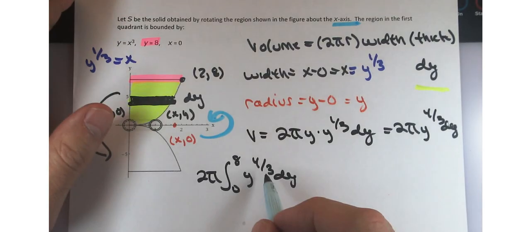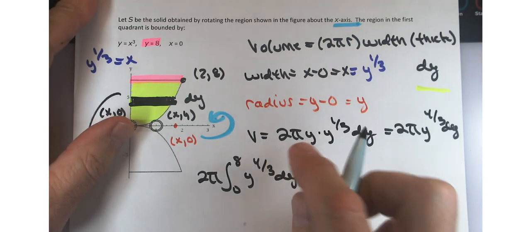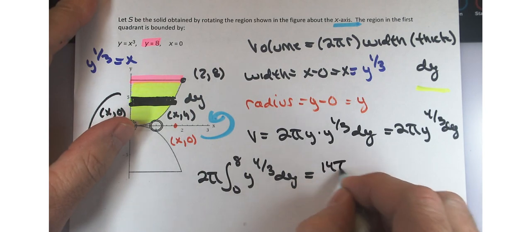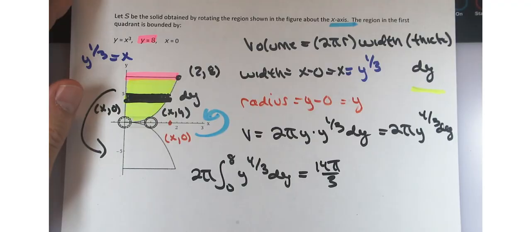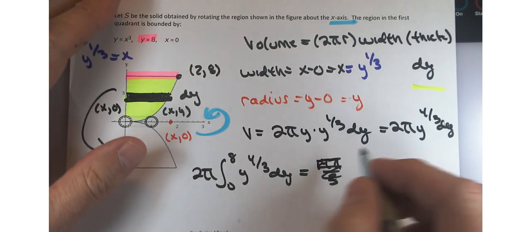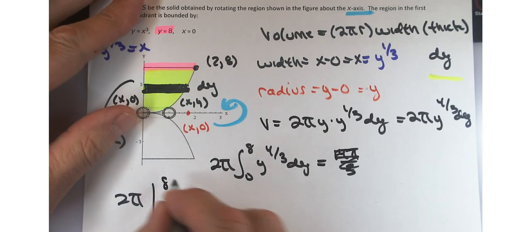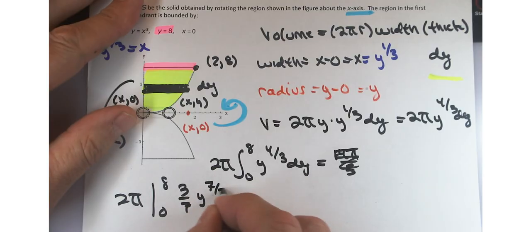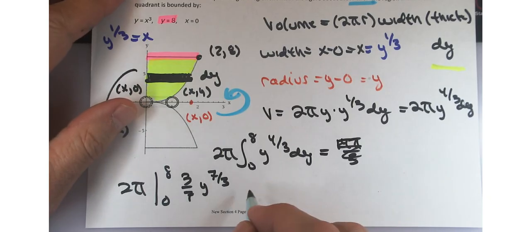Let's just jump to the happy ending there. That's going to be 3/7 y to the 7/3. 3/7 times this is going to be 14 pi over 3. Is that right? Did I get that wrong? No, that's not quite right. Trying to do too much here. 2 pi times the integral from 0 to 8 of 3/7 times y to the 7/3. That's going to give me 6 pi over 7.